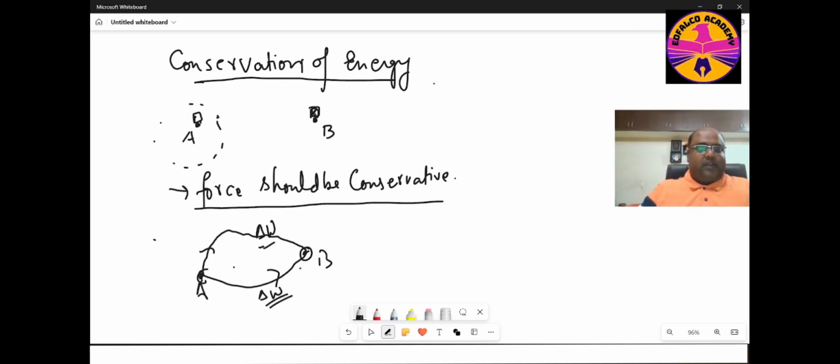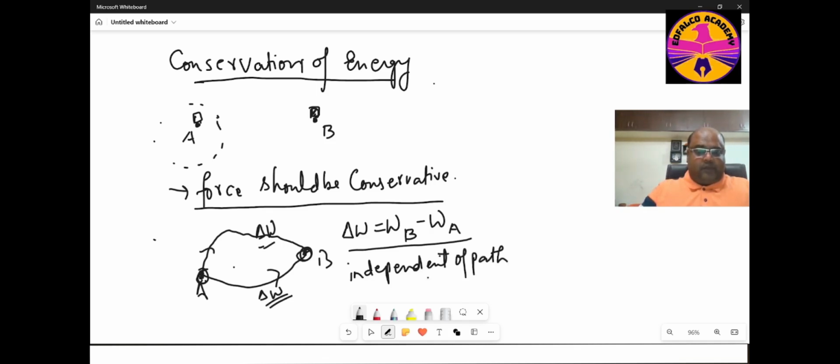These are just two paths I have taken. You can take any other path, and the work done would be the same. And what will that work done be? The work done will be solely equal to the energy of the body at point B minus the energy of the body at point A. What does this expression mean? It means that the work done is the same whichever path you take, and it is solely dependent upon the initial and the final position. So it is independent of the path.